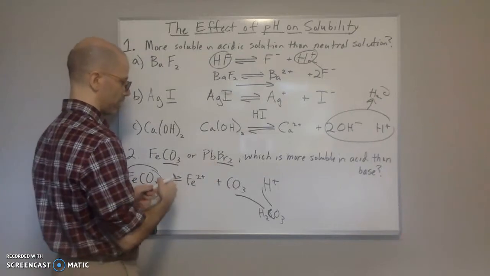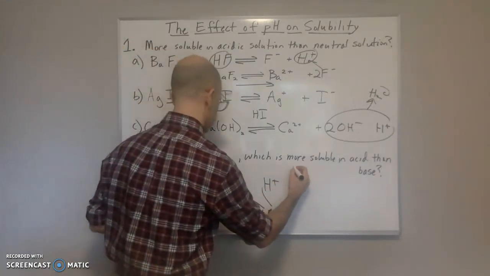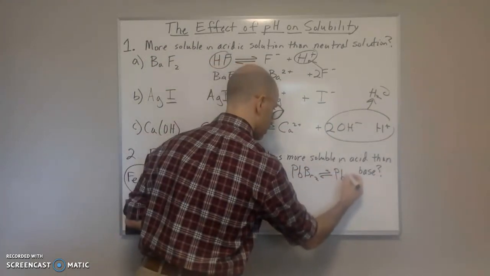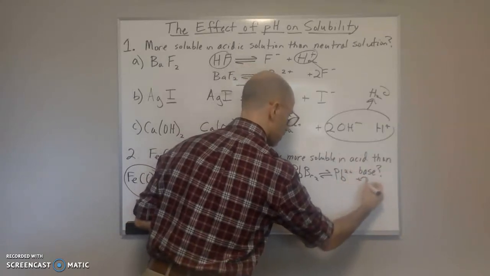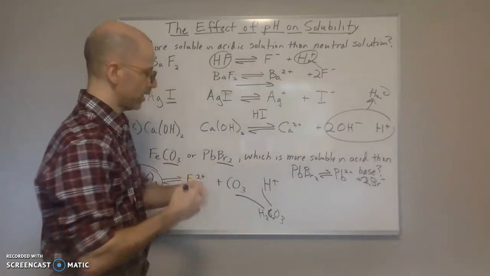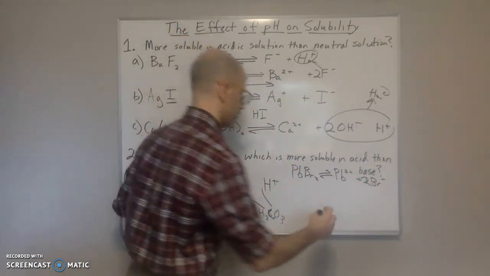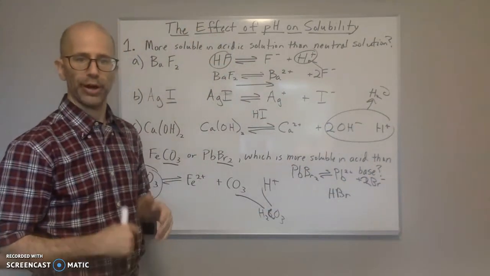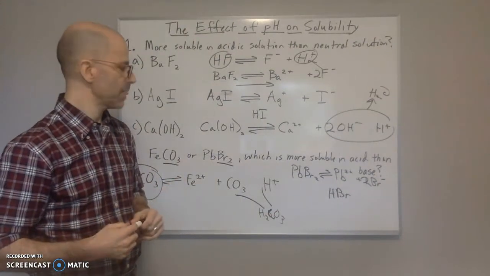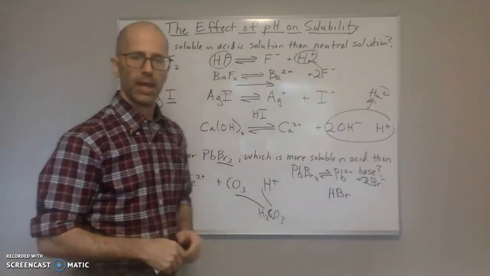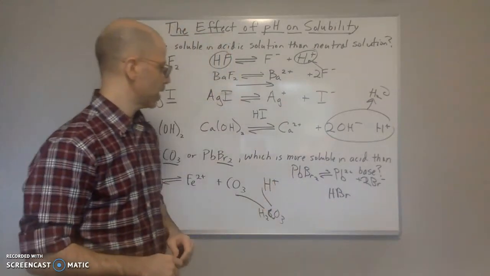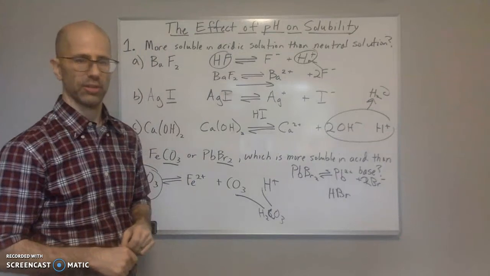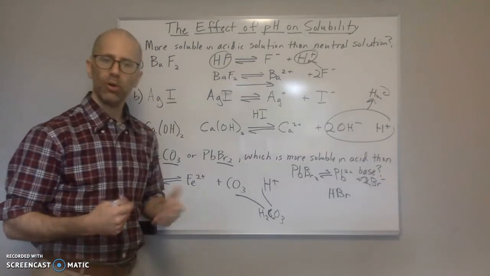And here, same thing going on. PbBr2 is going to dissolve into Pb2 plus and 2Br minus. But Br minus is the anion of a strong acid, HBr. So this anion is not really going to react with H plus, so it's not going to form anything. It's not going to go away, so this would be neutral. So we would predict that lead 2 bromide is not going to be any more soluble in an acid than in a base.